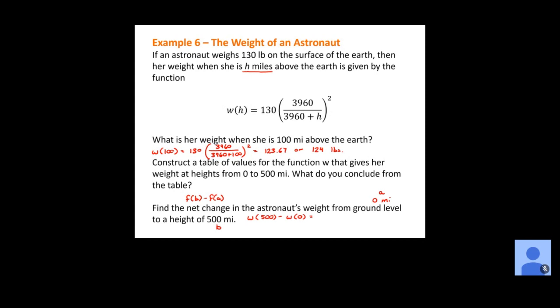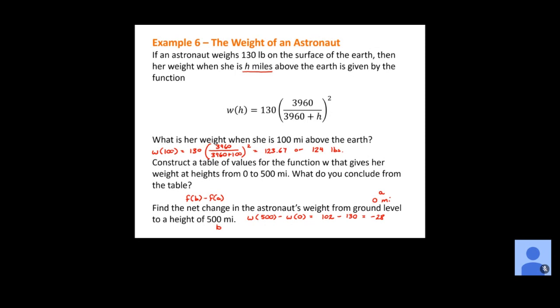Now, again, at that point, we're substituting into that function, right? So we would substitute 500 in place of h. And if we do that, that should give us approximately 102 pounds. Then we have minus, and then if we substitute 0 in there, that's actually going to give us 130. Because if you think about it, she weighs 130 pounds on the surface of the Earth. When we substitute 0 in there, we should get 130, which we do in this case. Now it's just a matter of subtracting. And so if we do 102 minus 130, that's going to give us a negative 28.